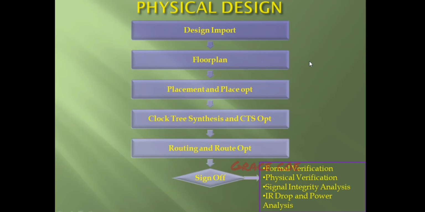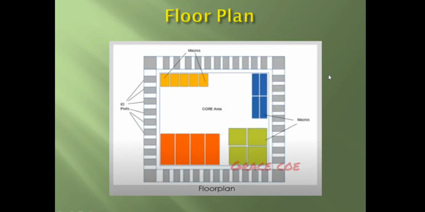So in physical design, the gate level netlist, constraints file and the library files are imported over here. So the first part will be the floor plan. After estimating the die size, the input output ports are placed, where the macro to macro connection is done, and here it will be decided how to place the macros on the core area. So this is the floor plan.